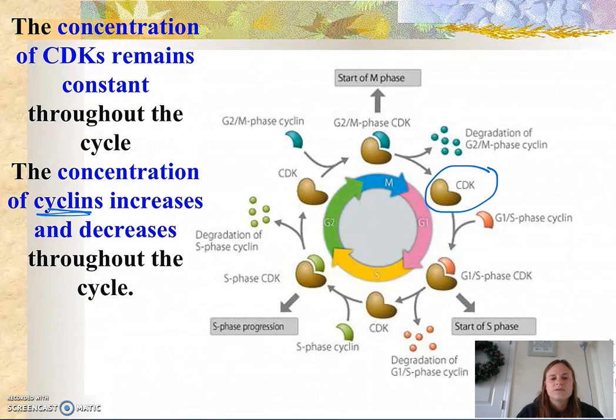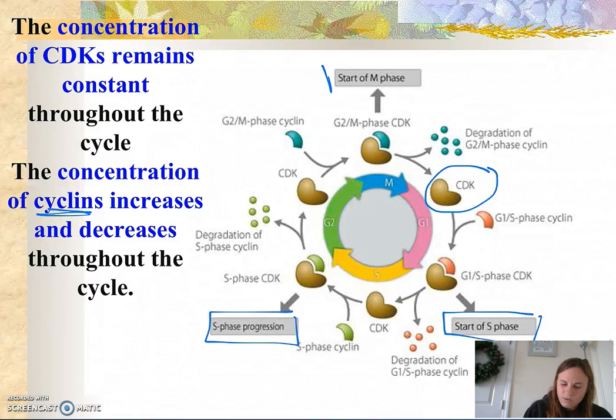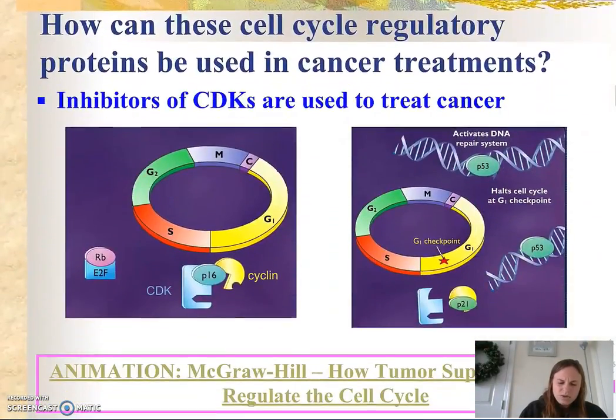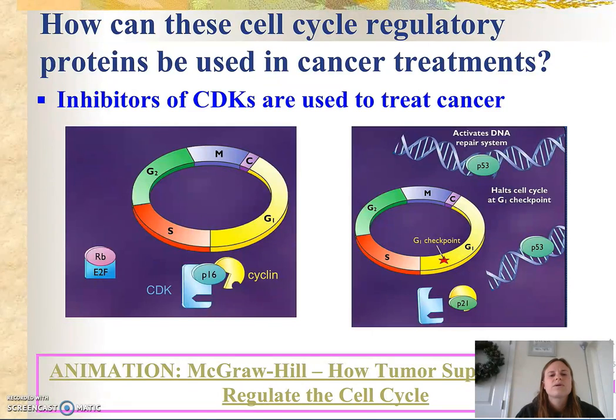Once the threshold of the cyclin-CDK complexes is reached, then that cell cycle is told that it can start the next phase, either the S phase, or it can progress through the S phase, or it can start the M phase. So how can these cell cycle regulatory proteins be used in cancer treatments? Well, inhibitors of CDKs can be used to treat cancer.